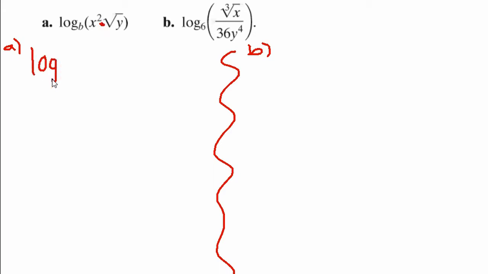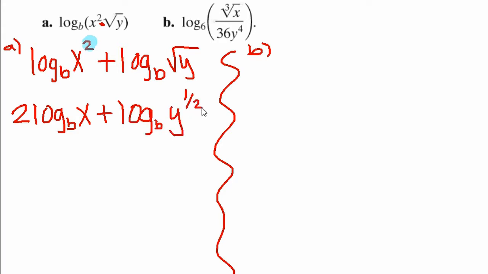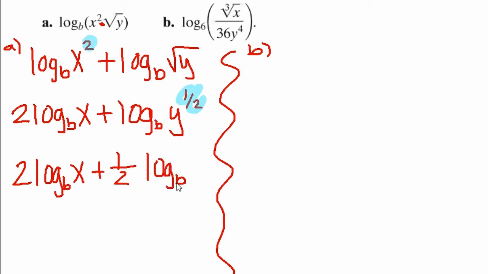So I get log base b of x squared plus log base b of the square root of y. But that x has an exponent, so I'm going to bring that in front. So I get 2 log base b of x plus. Well, I know the square root can be rewritten as an exponent, so I'm going to rewrite that as 1/2. So now that that's an exponent, I can bring it in front. So I get 2 log base b of x plus 1/2 log base b of y.